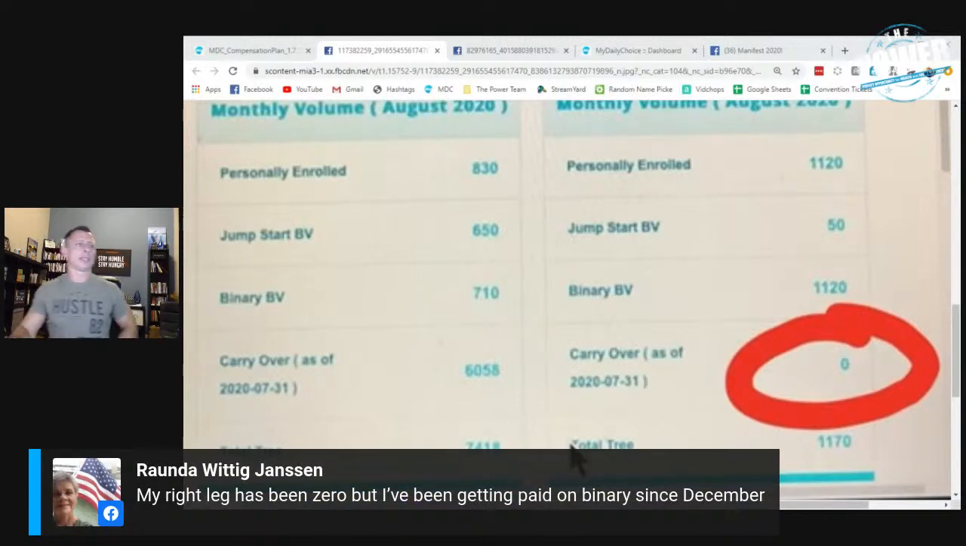And to kind of address this, my right leg has been 0, but I've been getting paid on the binary. So how is this possible? How is she getting paid on the binary if it's 0? Here's how. You ready?